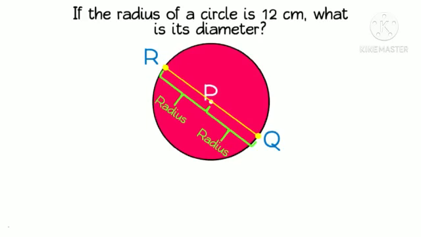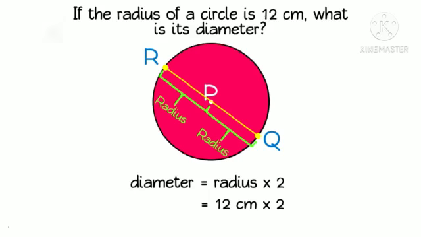If the radius of a circle is 12 centimeters, what is its diameter? Diameter is equal to radius into 2. Substitute the value of radius, 12 centimeters. So 12 into 2, 24 centimeters.